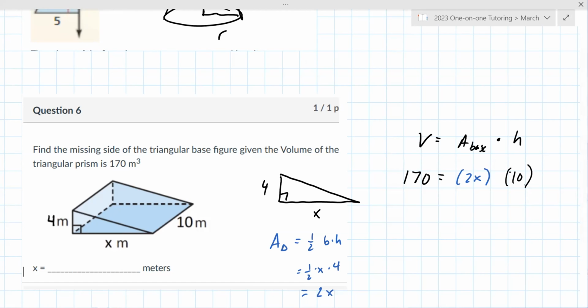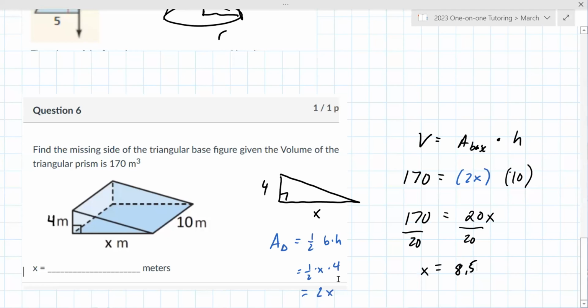No, this really is not to scale. Okay. So we're solving this for x. So 2x times 10 is 20x. Divide both sides by 20. x is 8.5. Okay.